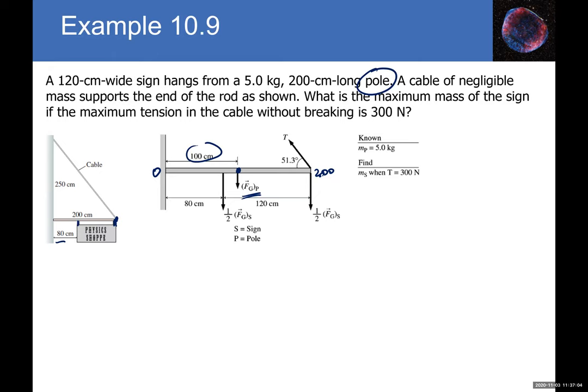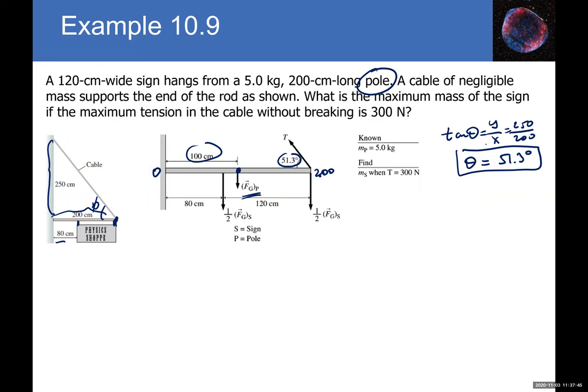Now, here's 51.3 degrees. How do we get that? We are told that this distance is 250 centimeters and this one is 200 centimeters. So I can find the angle theta that the cable makes with the pole using the tangent of theta, which equals y over x. Y is 250, x is 200. Using inverse tangent, we get 51.3 degrees. This should be no problem for you, because we need that information.